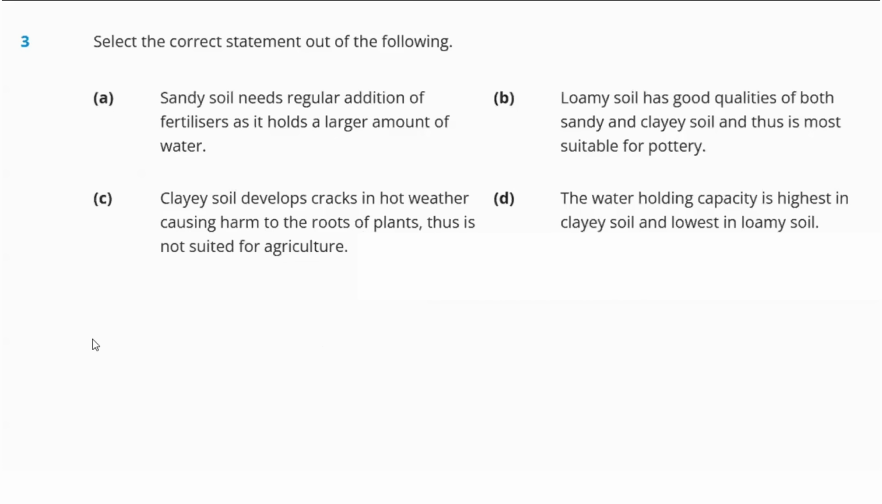Next question is, select the correct statement out of the following. Sandy soil needs regular addition of fertilizers as it holds a large amount of water. Loamy soil has good qualities of both sandy and clayey soil and thus is most suitable for pottery. Clayey soil develops cracks in hot weather, causing harm to the roots of the plants, thus it's not suitable for agriculture. And the last one is, the water holding capacity is highest in clayey soil and lowest in loamy soil. So everybody, we need to find the correct statement, and out of these four, C is the correct statement.